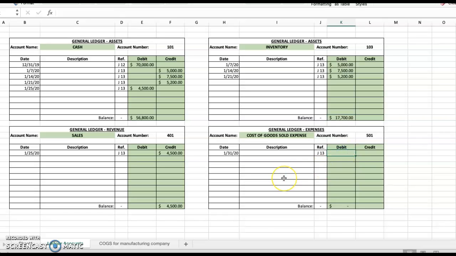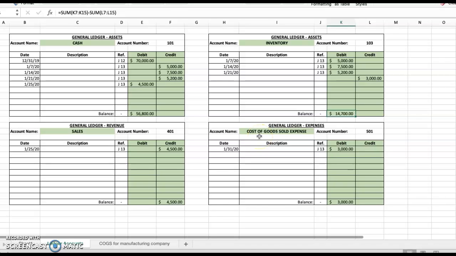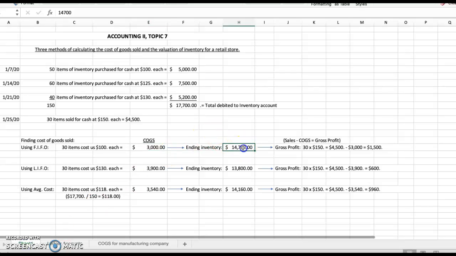So that would be journalized and that would be posted. And in the ledger, a debit to this account, cost of goods sold expense, and we would credit inventory. We should know that by now, leaving us with a debit balance in inventory of $14,700, and that corresponds to what you see on the first page, $14,700.